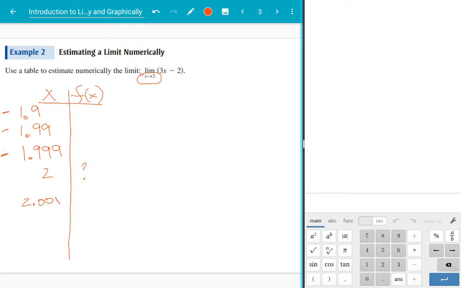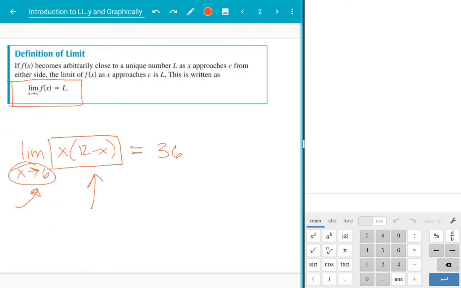And then in the other direction, we're going to go 2.001 because that is 1,000th close to the 2. And then we're going to go 2.001. Sorry, not 0.001.